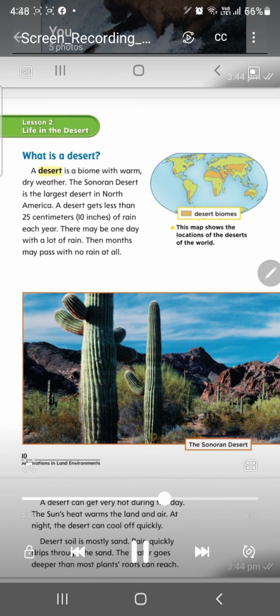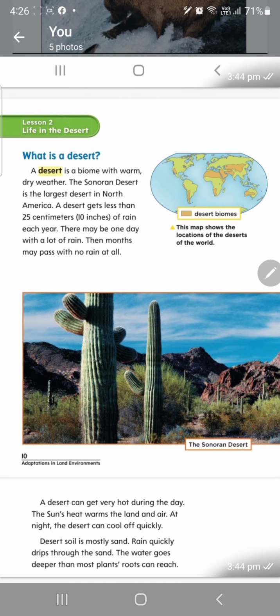Let's start with the desert. We said that we divided biomes into desert, forest, grassland, like this. What is a desert? All of us know that a desert is a biome with warm, dry weather. How is the weather? Warm and dry. The Sonoran Desert is the name of the desert. It's the largest desert in North America. So what is the name of the largest desert in North America? Sonoran.